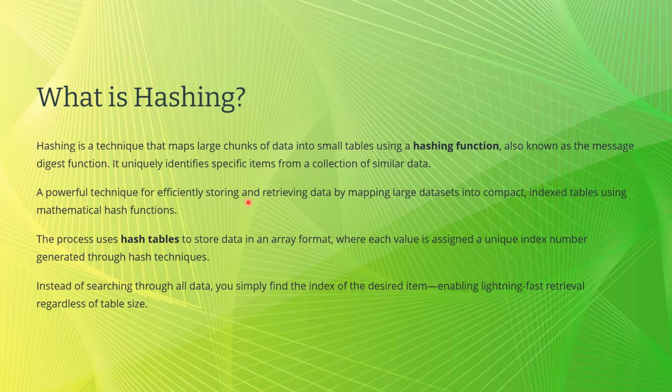It's a powerful technique for efficiently sorting and retrieving data by mapping large data sets into compact index tables using mathematical hash functions. The process uses hash tables to store data in any format. In hash tables, each value is assigned a unique index number generated through hash techniques. So using these techniques, instead of searching through all data, we simply find the index of the desired item.